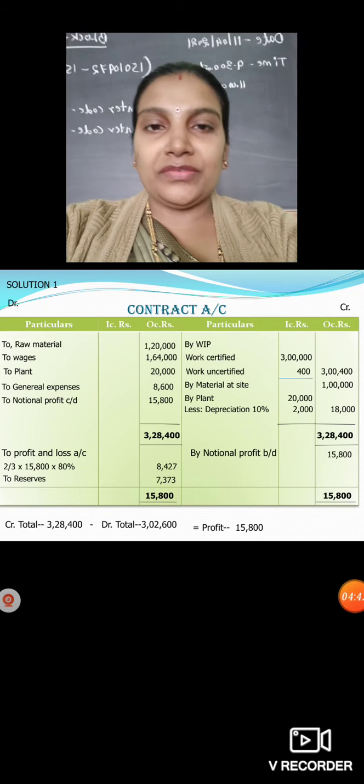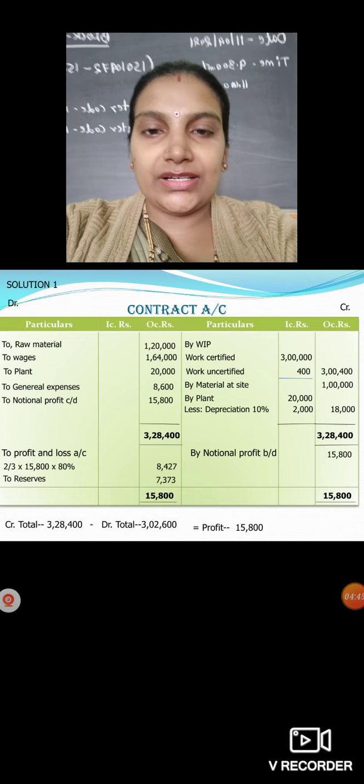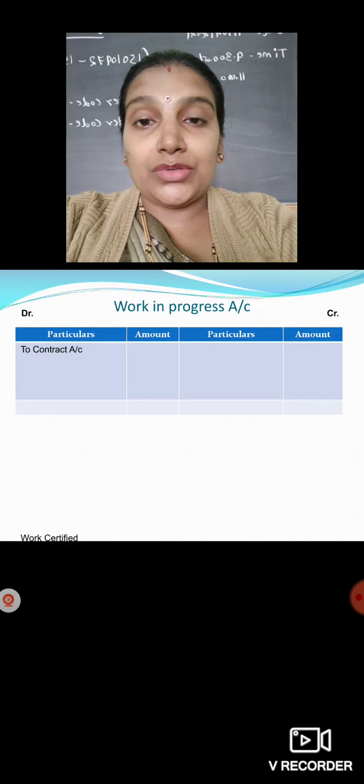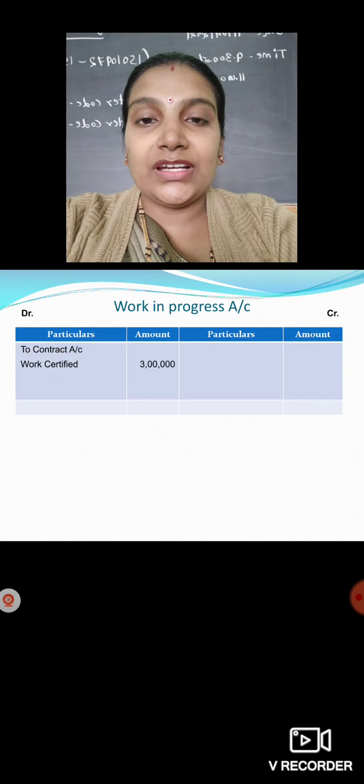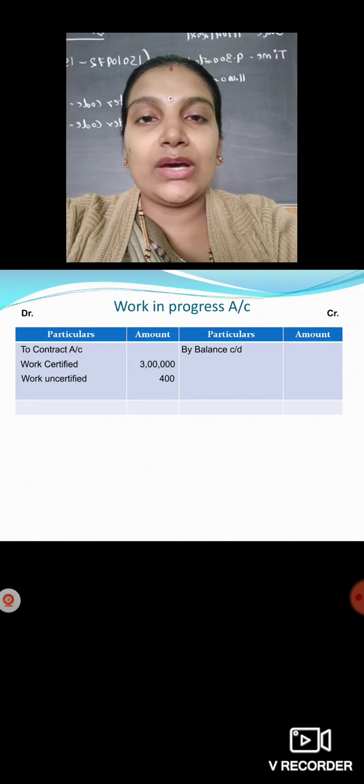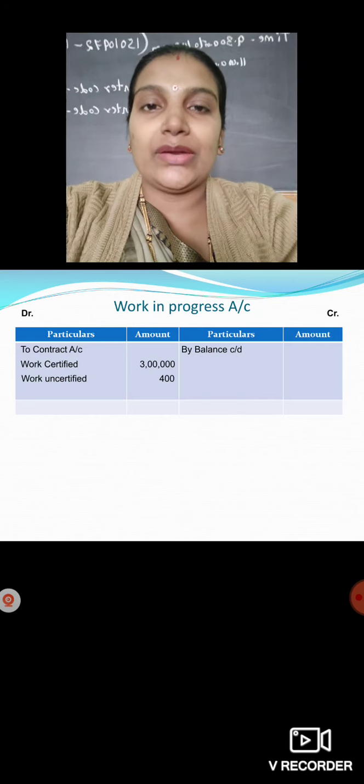So both side total we have now 15,800. Okay, we'll see the work in progress account next, which we have to prepare. Debit side to contract account, which we have recorded work certified 3 lakh, and work uncertified 400, which will be brought down to next year, means carried down you have to do.